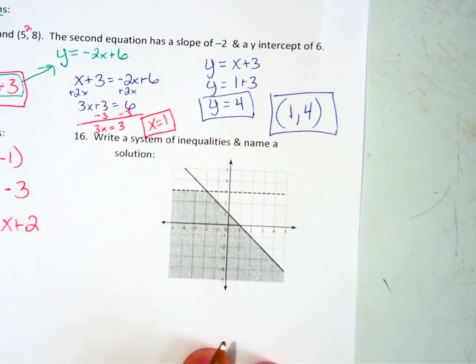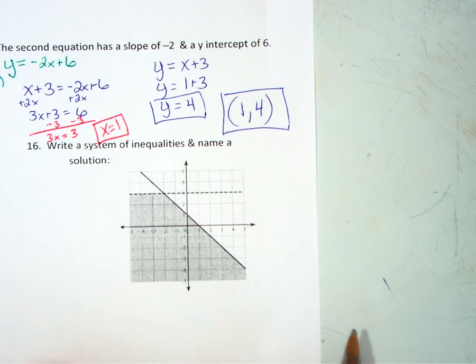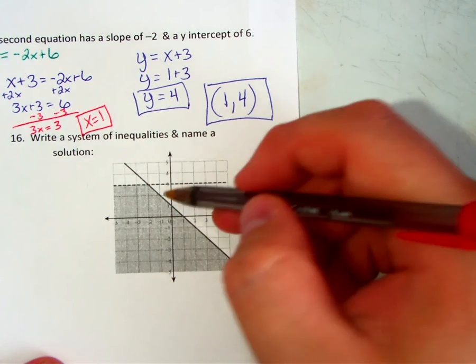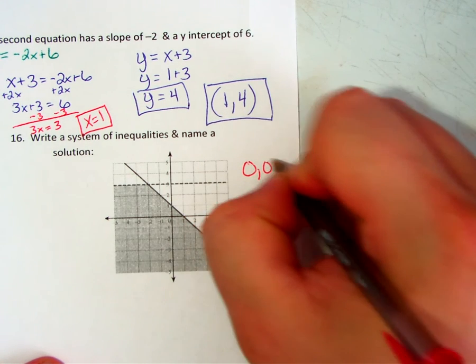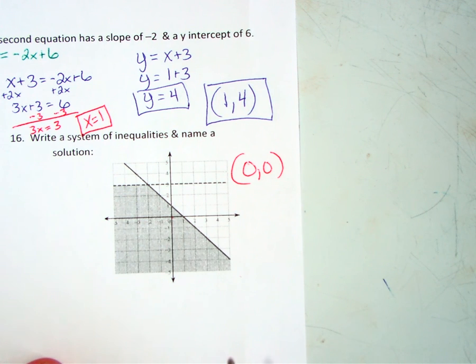Write a system of inequalities and name a solution. Well, let's start with name a solution, because you can have an infinite number of solutions here. It's an inequality, which means everything that is shaded is a solution. So I'm going to go ahead and take the easy cop out. 0, 0 is the origin point. I can see that it is a solution.